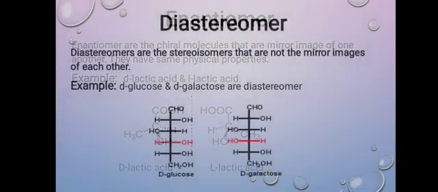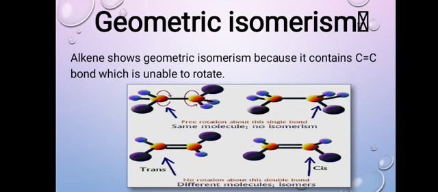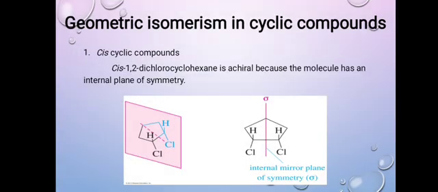Diastereomers. Diastereomers are stereoisomers that are not mirror images of each other. Examples: D-glucose and D-galactose are diastereomers. Geometrical isomerism. Alkenes show geometrical isomerism because they contain a carbon double bond which is unable to rotate. Geometrical isomerism is of two types. One is cis isomerism, another one is trans isomerism.